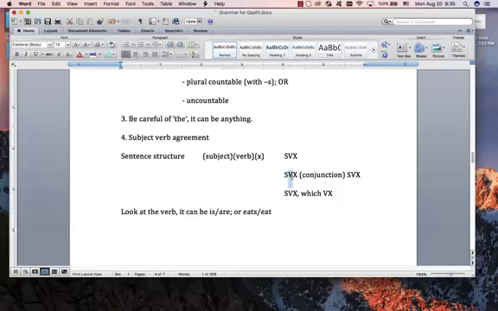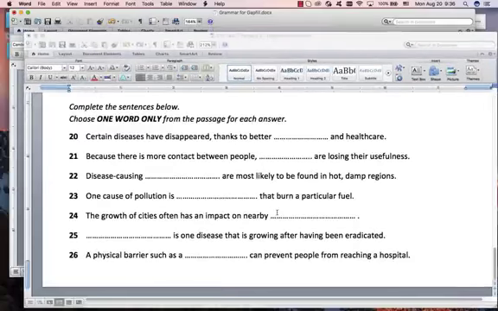Then look at the verb, and the verb will give you information. If the verb is is, or if the verb is eats, something with an S, walks, then you know that the answer that you're looking for is single or uncountable. That often doesn't help you that much, but when that verb is are, or when the verb has no S like eat or walk, then you know the answer that you're looking for in the subject is plural countable. So let's look at some examples of that. This one was a great one for that.